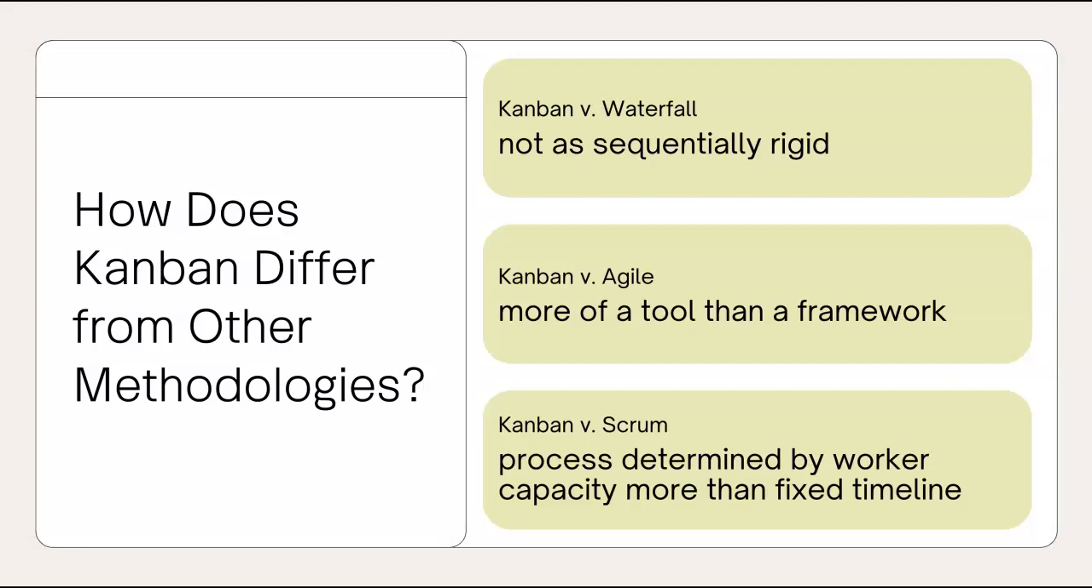Kanban versus Scrum. Scrum is about getting more work done more quickly, whereas Kanban really focuses on improving the process of the work. That process is determined by worker capacity more than fixed timeline. And so Scrum helps teams collaborate and get high impact work done, whereas Kanban helps teams balance the work they need to do based on the available capacity of each of a team's members.